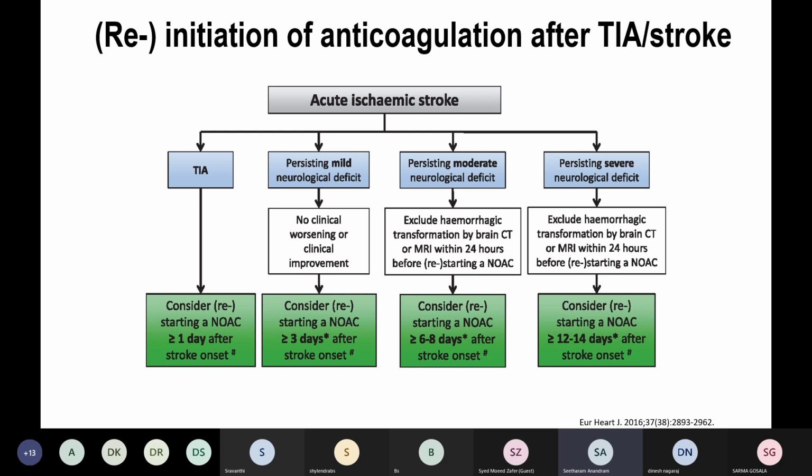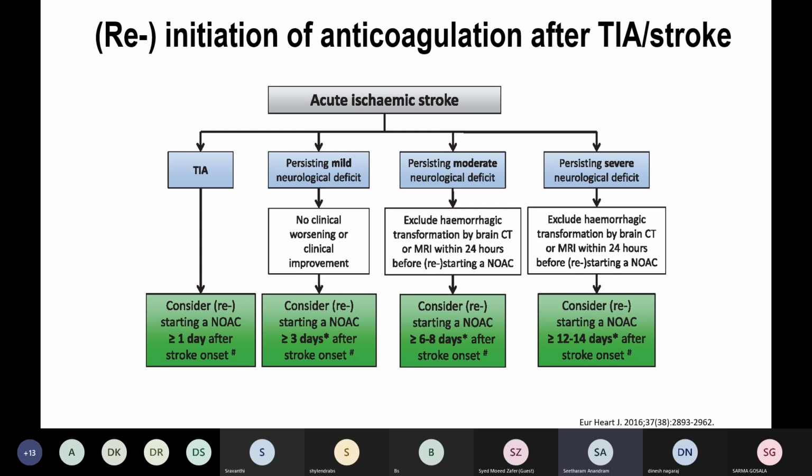Now coming to some of the specific conditions where you may want to initiate anticoagulation, especially after a TIA or a stroke. If it's a TIA, you could consider starting a NOAC a day after. Probably you're all more familiar with this than myself. And if there's a persisting mild neurological deficit, it can be started after 3 days.